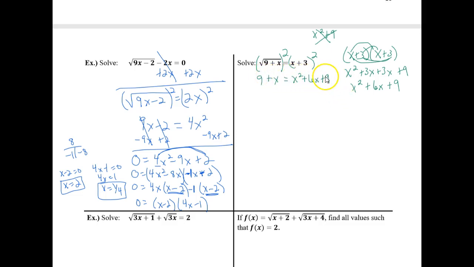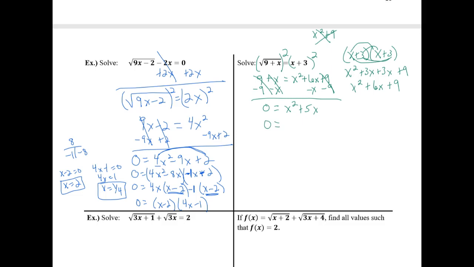It's not linear, so I need to get everything on one side, try to factor. I'm going to subtract 9 from both sides of the equation, subtract an x from both sides of the equation. So the left-hand side is now 0. The right-hand side, I take 6x minus 1x and get 5x. And positive 9 minus 9 gives me 0. It's just gone. The goal was to get everything on one side, so set it equal to 0, and then factor.